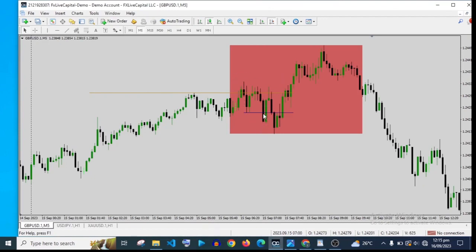Let's really consider if this is a valid market structure shift. So yeah, we can say this is. So we don't have to measure this from this. So how do we know that there is a market structure shift? We know that by watching the market do the opposite of what it was doing before. So this is what the market has been doing. The price has been going up, right?